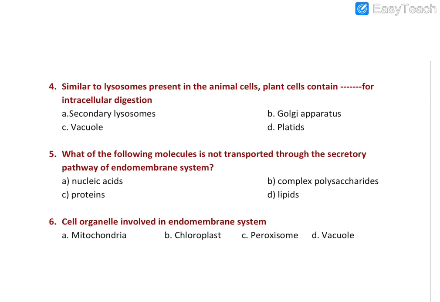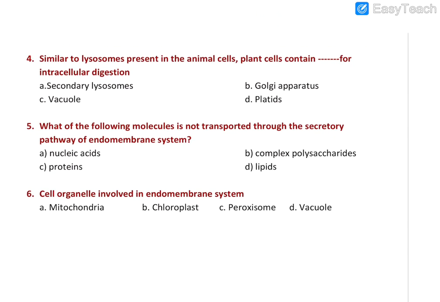Then the fourth one, similar to lysosome present in animal cells, plants contain dash for intracellular digestion. So what type of structures do plants contain for intracellular digestion? They contain secondary lysosome. For intracellular digestion, the right answer will be A.